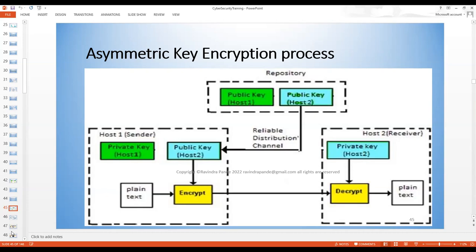Okay, so let me make it clear at that point. For example, when host 2 uses the public key and private key, like a username and password, once they enter the correct password, technically for host 2 it's a handshake with the repository that, okay, one level is clear, that host 2 is a genuine user.